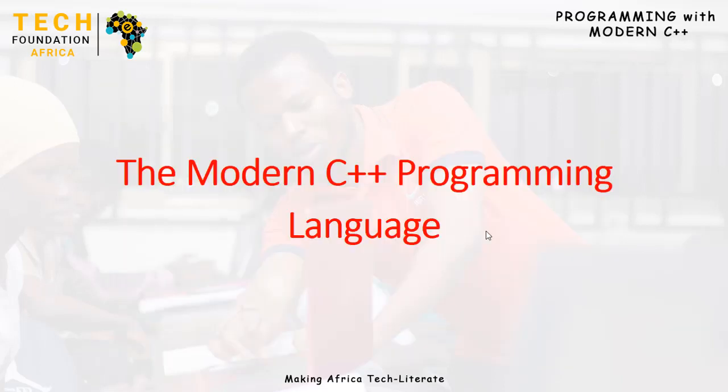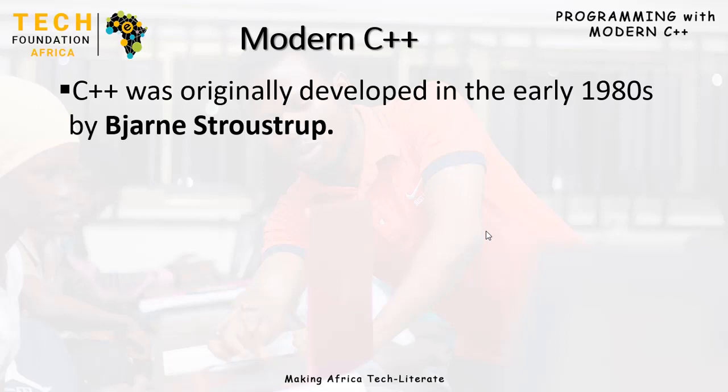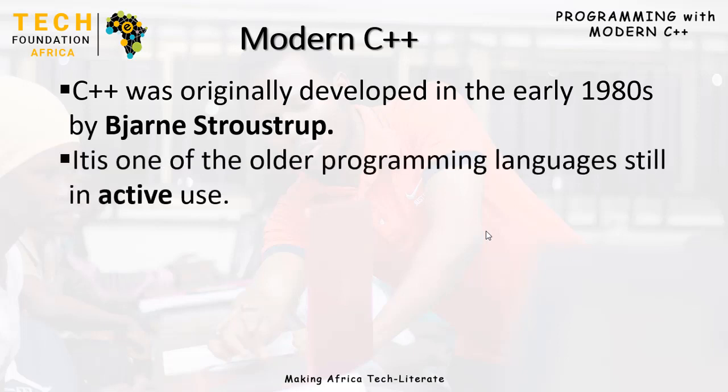This training is about programming with the modern C++ programming language. So what is modern C++? How does it differ from the C++ that we know? Okay, so let's look at that. Originally, C++ was designed by a Danish computer scientist called Bjørn Stroustrup in 1980. Now, it is actually one of the oldest programming languages that is still in use.